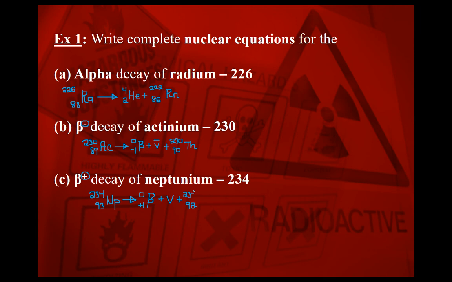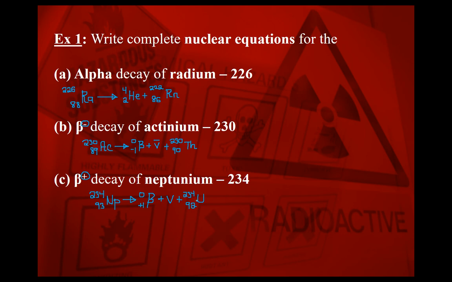Again, all that's happening here is if I'm going from 93 to 92, it means I'm losing a proton. So in beta positive decay, we're going from a proton to a neutron, and that keeps my number of nucleons constant. And which element has an atomic number of 92? I feel like I want to say uranium, and it is uranium. Okay, so those are my complete equations.